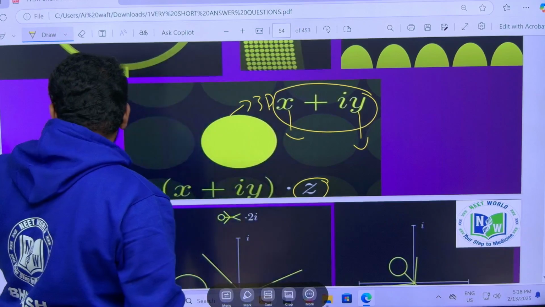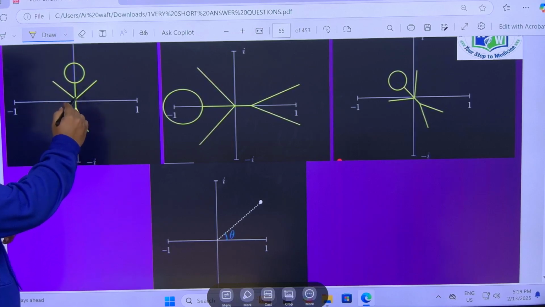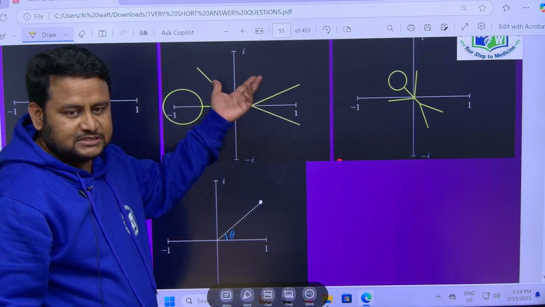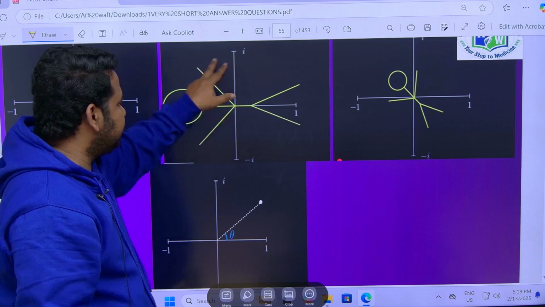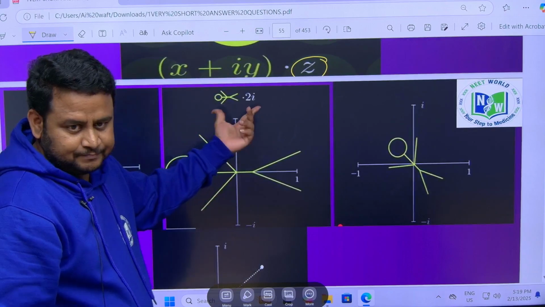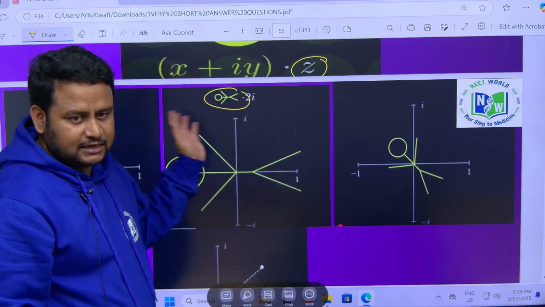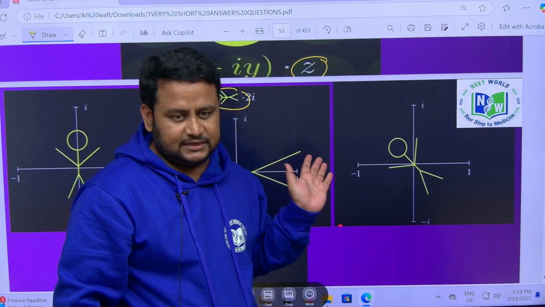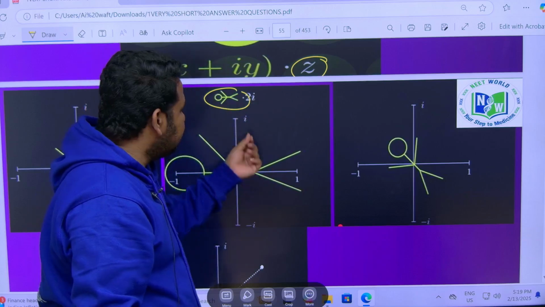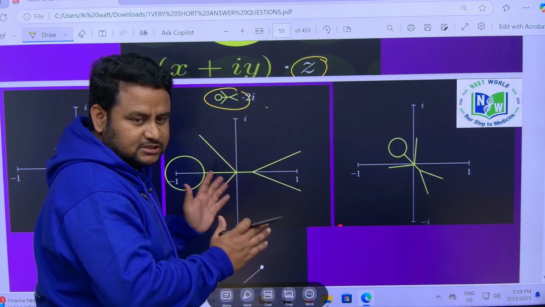Having said this, now have a look at this picture. Here the person is standing vertically. Suppose I want this person to be turned by 90 degrees. If the person is to be turned 90 degrees, what will I do? I'll multiply with i. So this person will be turned like this, to his left, by 90 degrees. But if I want to enlarge this image, I'll multiply with 2. If I want to enlarge it further, I'll multiply with 3, like that.